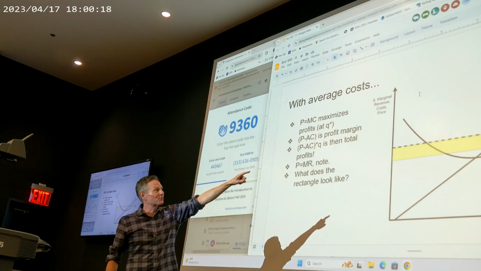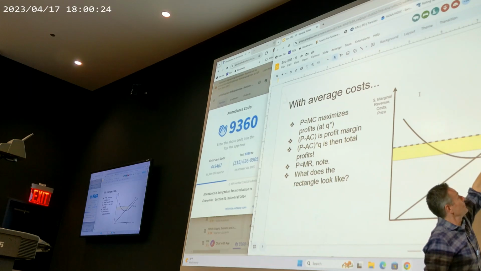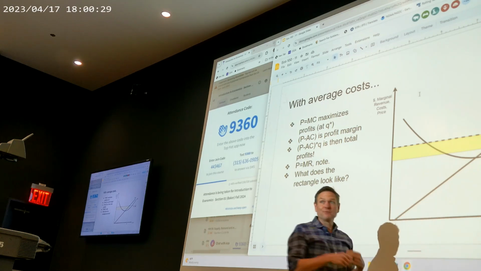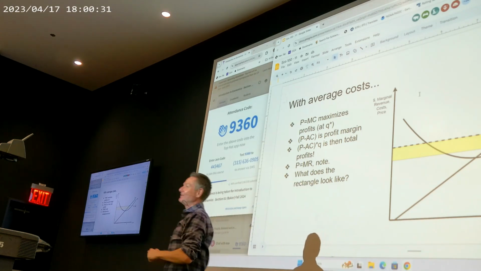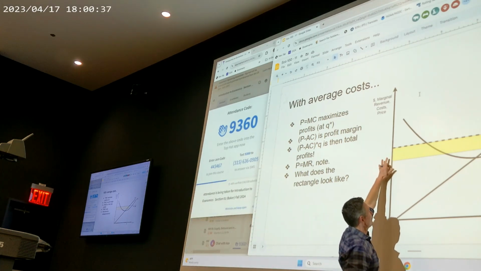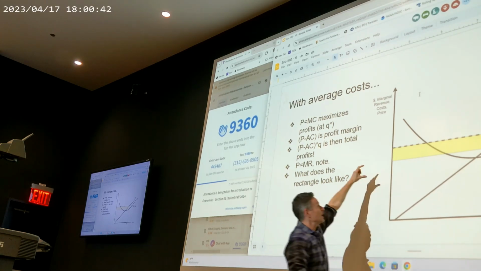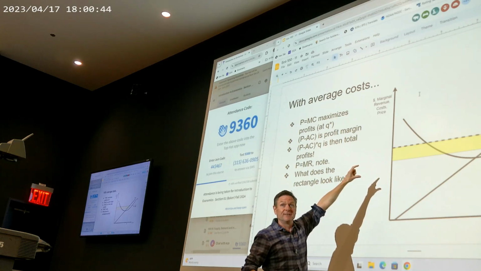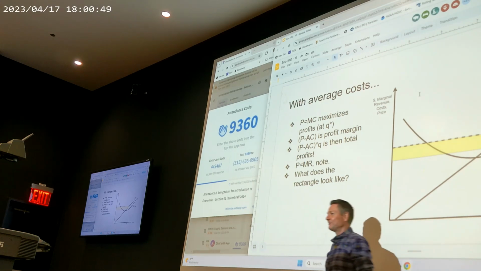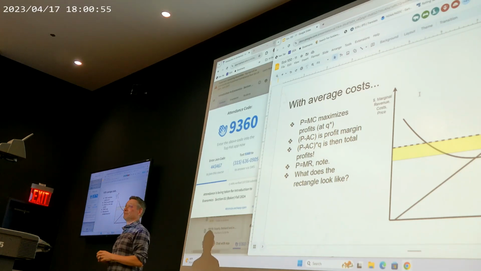Because P is just where my dashed line is. AC is here off the curve, so if I look at that difference, I get that thing called the profit margin. Well, you might have known from previous work in this class that we can parlay that geometry into a bit more. If this distance is the profit margin, and this distance is output, if we multiply profit per unit times the number of units, we get total profits. So this yellow shaded area here tells me how much profit the firm is making.